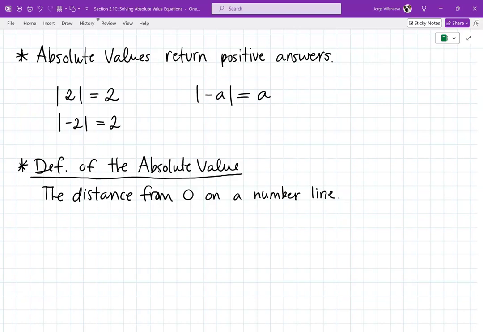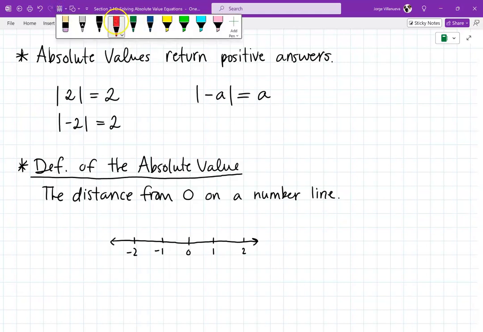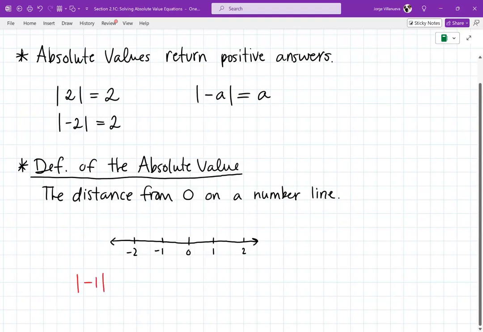Now, just to show you this definition, the distance from 0 on a number line, let me make a small little number line. We'll put 0 right here, 1, 2, negative 1 here, negative 2. If I say, what is the absolute value of negative 1, what I'm saying is, how far away is negative 1 from 0? How many jumps did that take to go from negative 1 to 0? It just took 1. That's why the distance is 1.